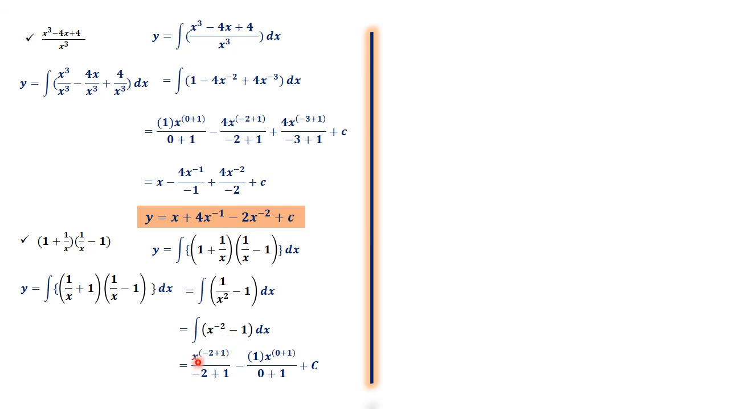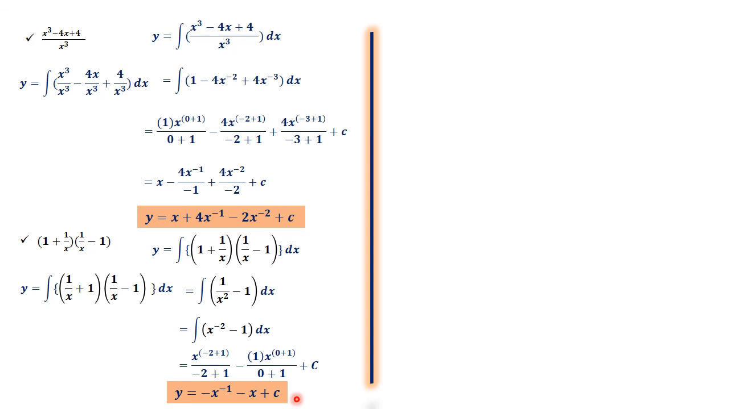Integrate, you get x raised to the power negative 2 plus 1 over negative 2 plus 1 minus x, in brackets x raised to the power 0 plus 1 over 0 plus 1, plus c. And therefore the answer will be minus x raised to the power negative 1 plus x minus x, plus c.